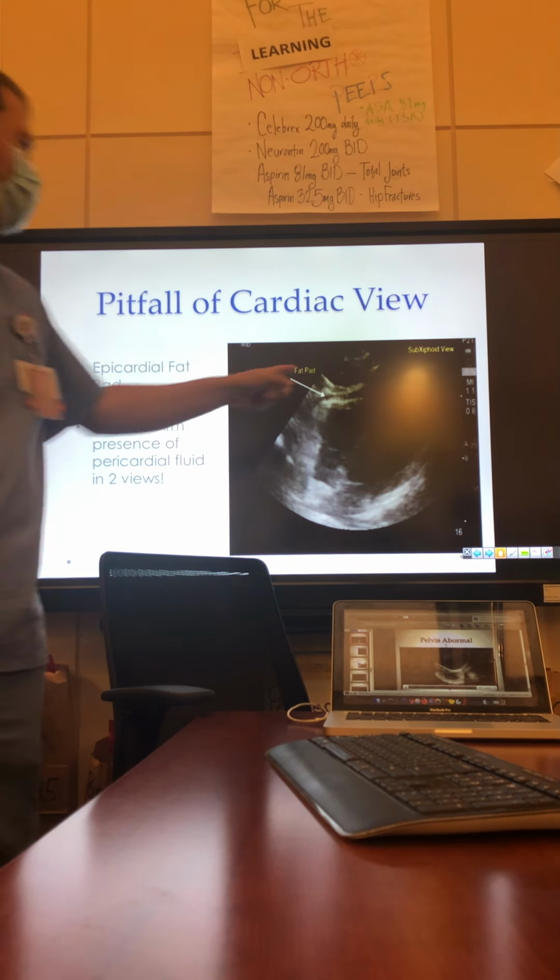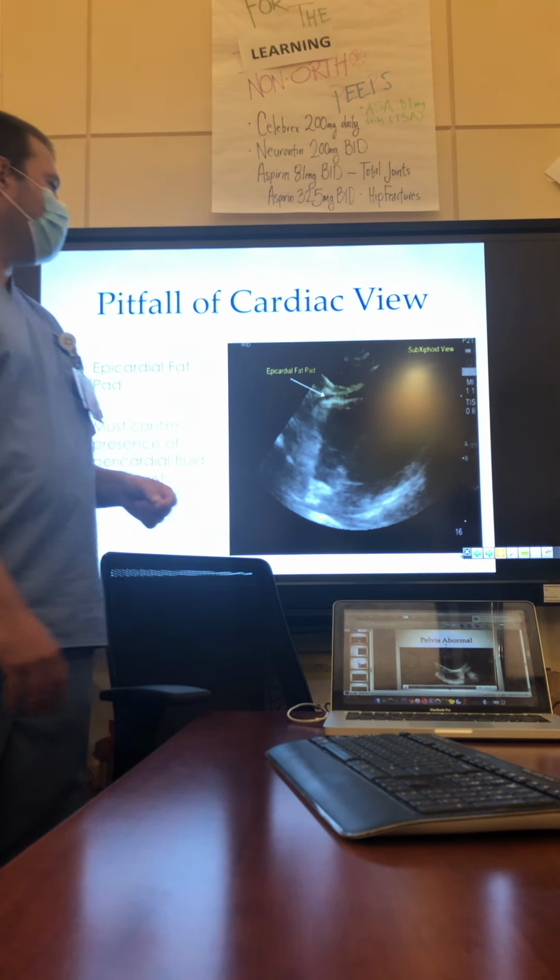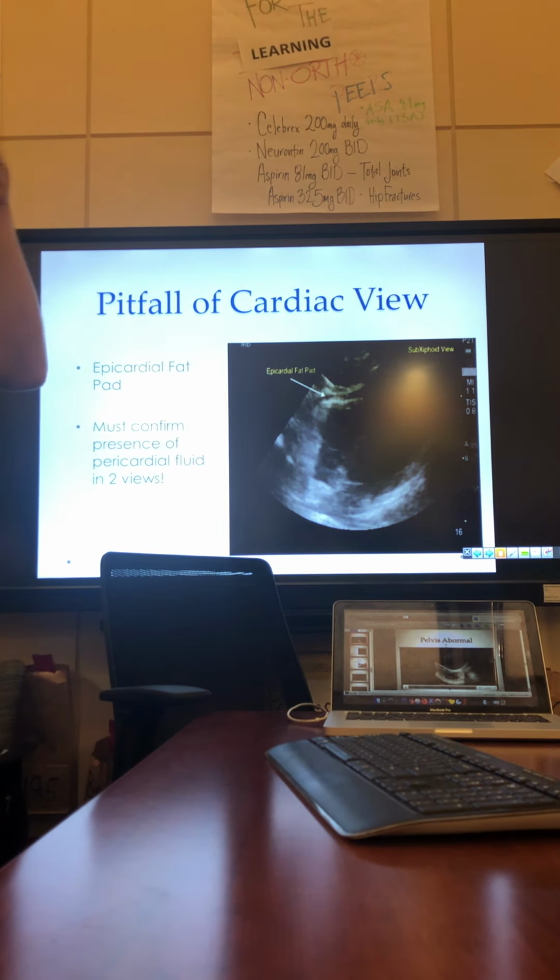It usually tapers, it's larger here and tapers towards the apex. And it doesn't move. It doesn't change size during systole and diastole. It just stays the same size. It's a normal finding, but again, a false positive.